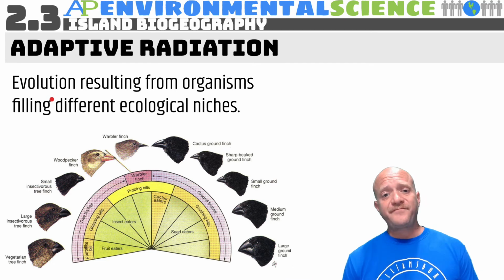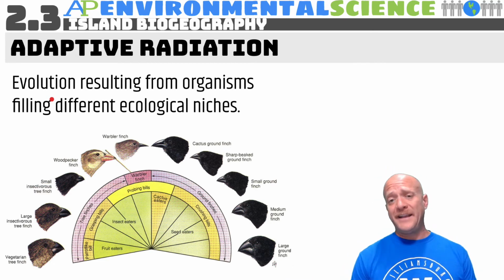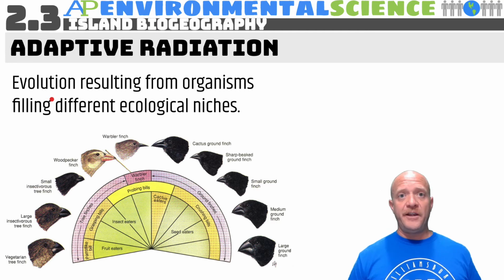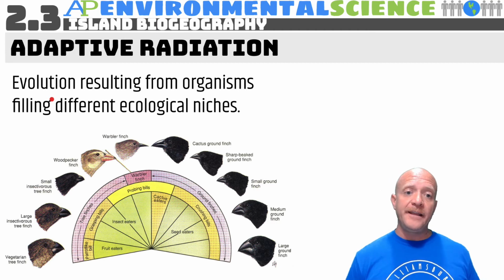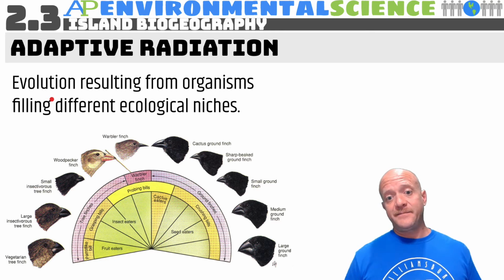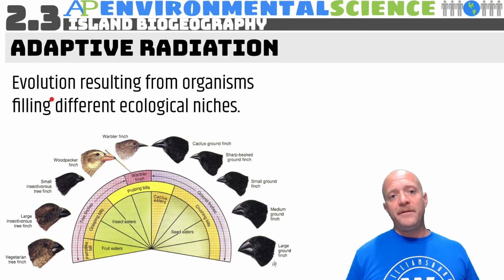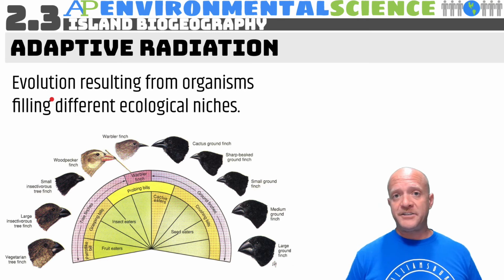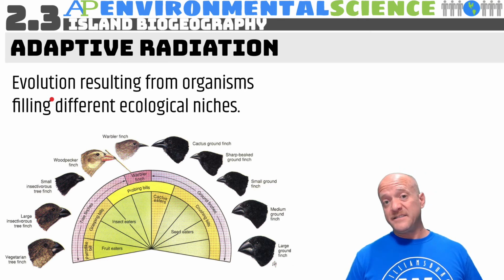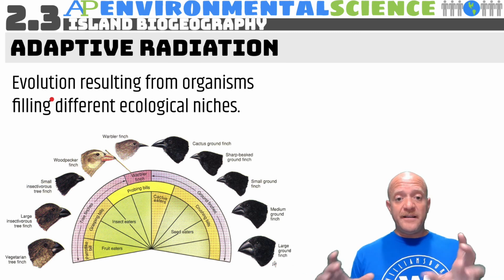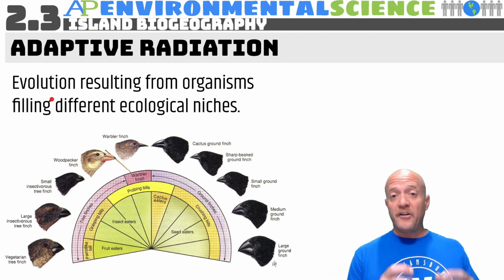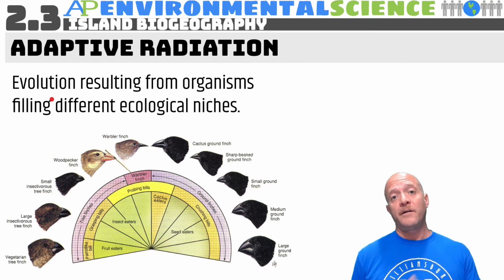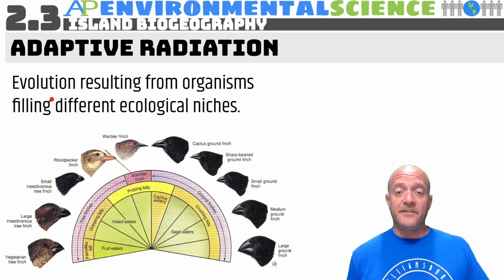And finally, we have this term adaptive radiation. This is when evolution is occurring because different organisms are filling different ecological niches. And this all kind of happened because Charles Darwin observed differences in finch populations on the Galapagos Islands in the 1800s. And really, the Galapagos Islands are a series of volcanic islands that are off the coast of Ecuador, hundreds of miles off, 100 miles, I don't know how many exactly, I'd have to look it up.